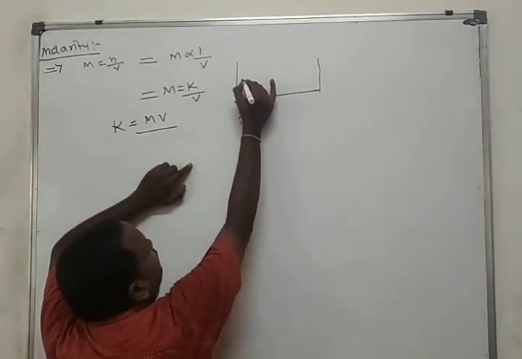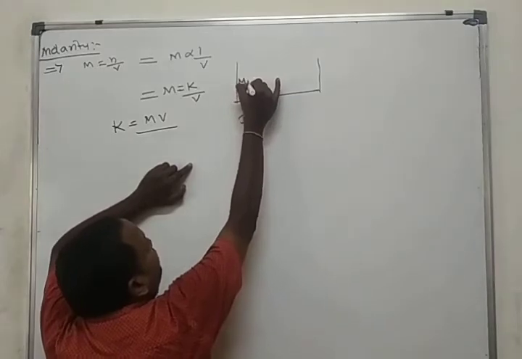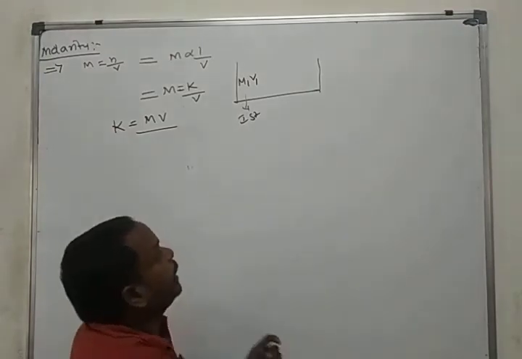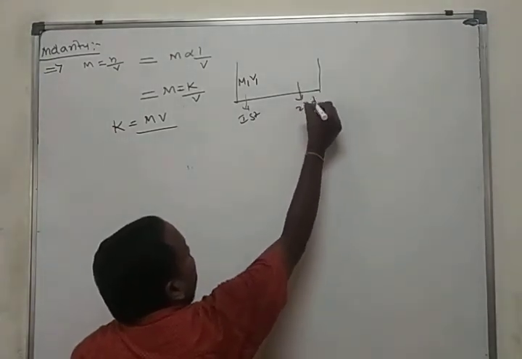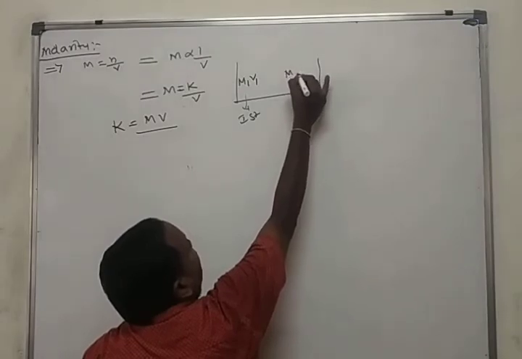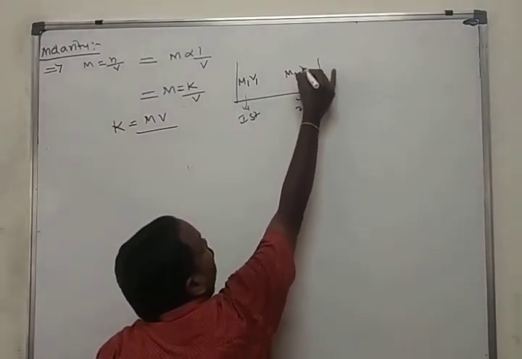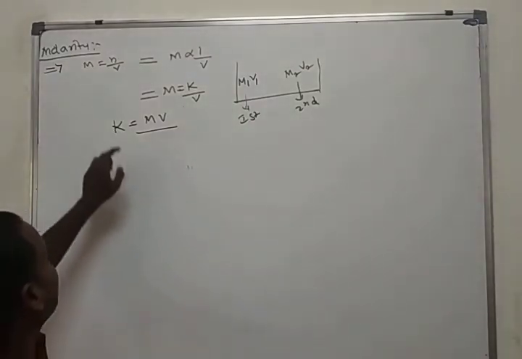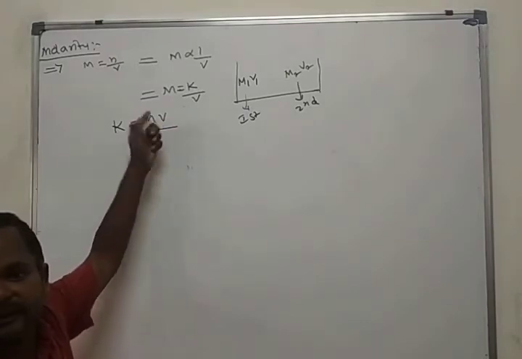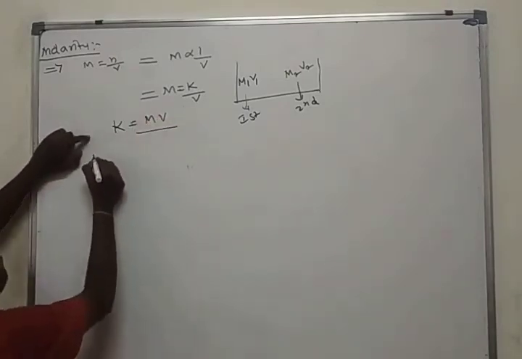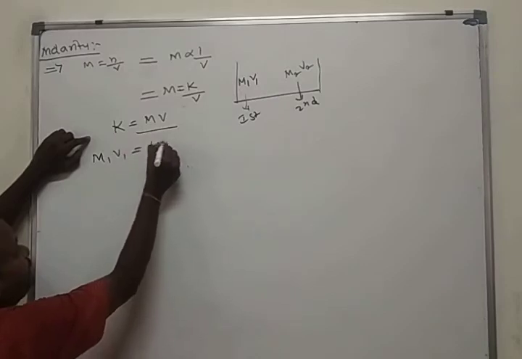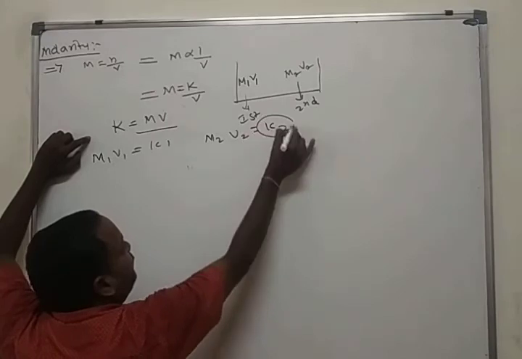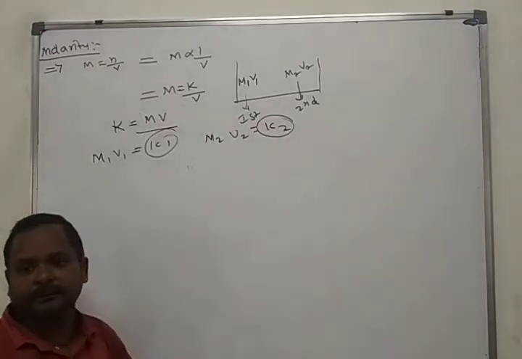The molarity of the first solution is indicated with M1. Volume of the first solution is indicated with V1. The molarity of the second solution is indicated with M2, and volume with V2. Here K is equal to MV, or MV is equal to K. So M1 V1 is equal to K1. M2 V2 is equal to K2. K1 and K2 both are constants.